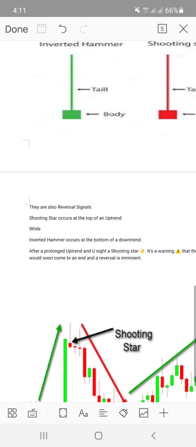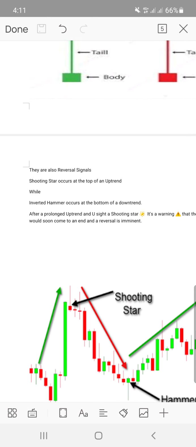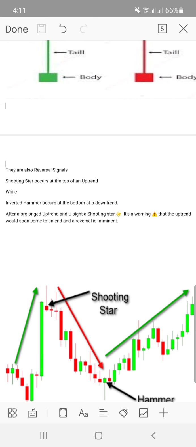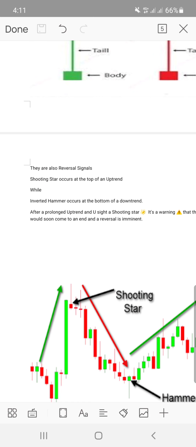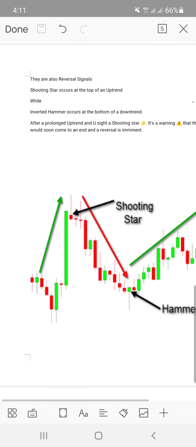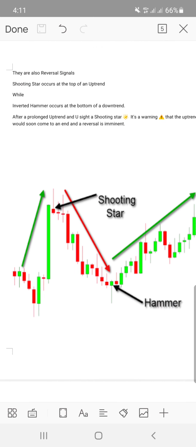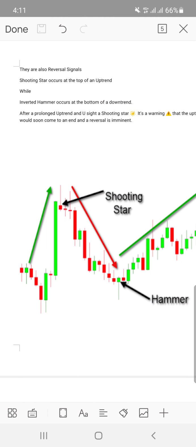Now, it says shooting star occurs at the top of an uptrend. I've already explained that. Inverted hammer occurs at the bottom of a downtrend. They said after a prolonged uptrend and you sight a shooting star, it is a warning that the uptrend will soon come to an end and a reversal is imminent. I've already said that, right? So see this example here. We saw a shooting star and some other candles formed, and before you know, the market went down, right? That's for shooting star.